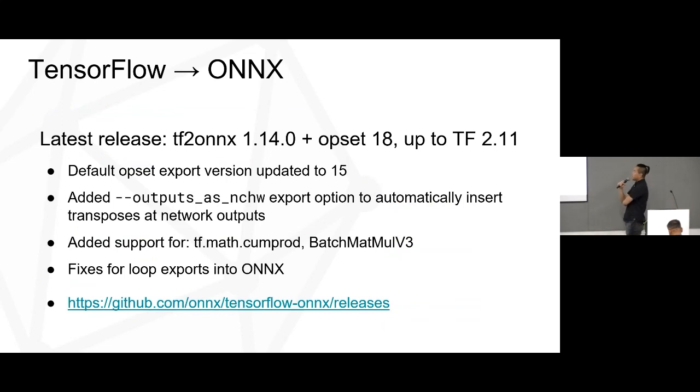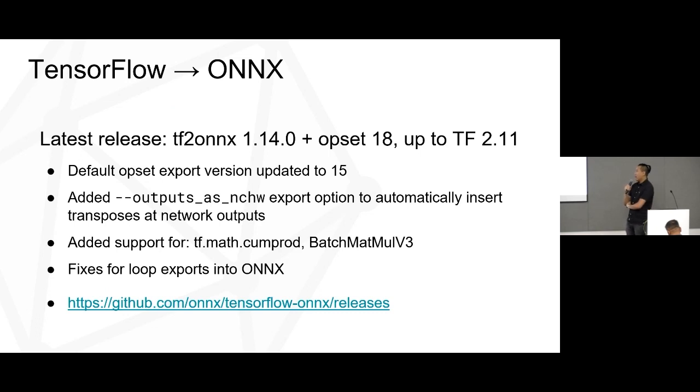For TensorFlow to ONNX, the latest release here is tf2onnx 1.14, and it supports opset 18, and it supports TensorFlow versions up to 2.11. So some of the highlights here are that the default opset export version has been updated to 15. We've added an outputs-as-NCHW export option to automatically insert transposes on network outputs. So previously users had to do them themselves. We've added support for tf.math.cumprod and BatchMatMulV3 into export to ONNX. And there have been various fixes for loop exports into ONNX.